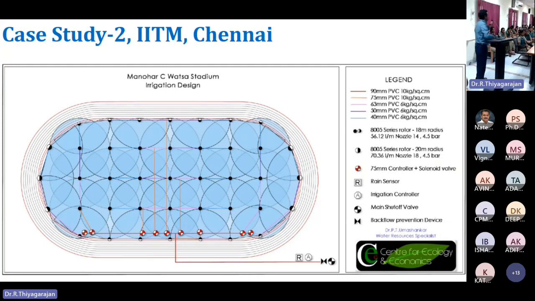You have to look at the charts to see at which pressure levels these rotors will function effectively. With this in mind you start planning. Then you have a 75 mm controller plus solenoid. Now why can you use a solenoid valve here? For automation you need an electronically operated valve. So that is a solenoid. We have recommended an automatic 75 mm one, although of course they did not use it.